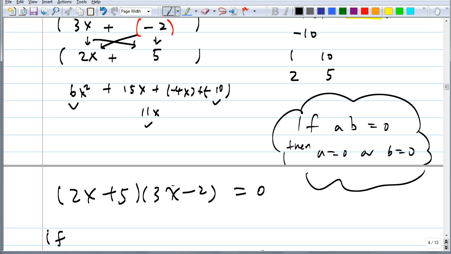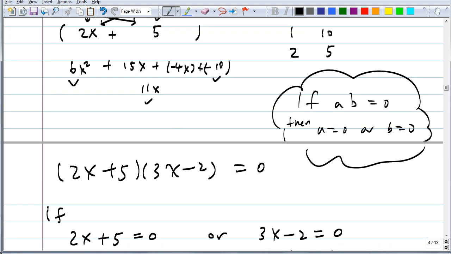Or this whole factor could be 0, or what? Your B, which is 3x minus 2, has to be 0. Isn't that the only way for this whole thing to be 0? Right, guys? So something like this, right? Do you see how that works? And this time you're going to get some fractions. So that's okay. So how do we solve this simple linear equation? 2x plus 5 equals 0, guys. You subtract 5 from both sides and divide by 2. How do you solve 3x minus 2 equals 0? Add 2 to both sides and divide by 3.